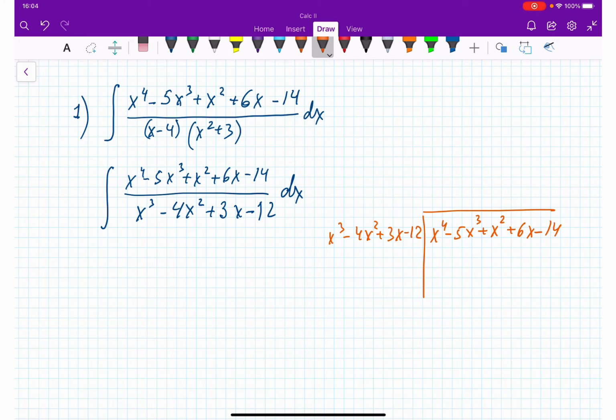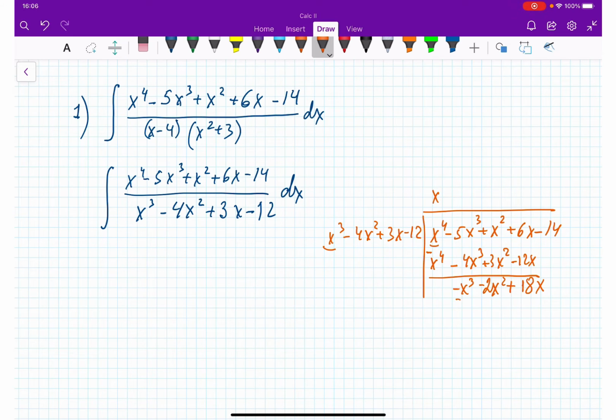First of all, we take this x to power 4, the first term, and divide by the first term here, and we are going to get x. Now if I multiply x by this divisor, x cubed minus 4x squared plus 3x minus 12, it's going to be x to 4 minus 4x cubed plus 3x squared and minus 12x. So we need to subtract. 6 minus negative 12, I'm going to get positive 18 because I will end up adding. Next, x squared minus 3x squared is minus 2x squared. And here I will get negative x cubed, because negative 5x cubed minus negative 4x cubed ends up negative 5x cubed plus 4x cubed. The result is negative x cubed.